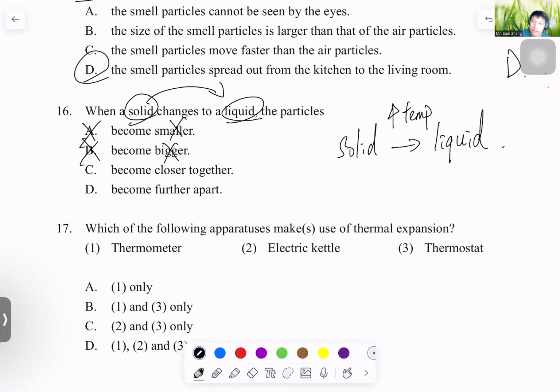energy. So as the temperature increases, meaning that the particles will vibrate faster. So in this case, they will move further apart. So therefore, the answer should be D.